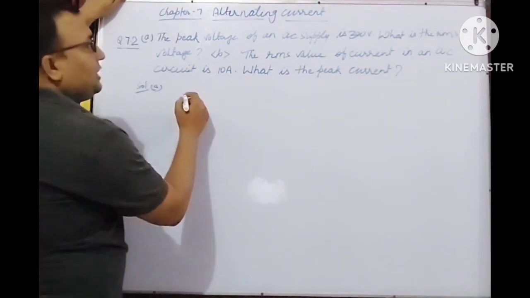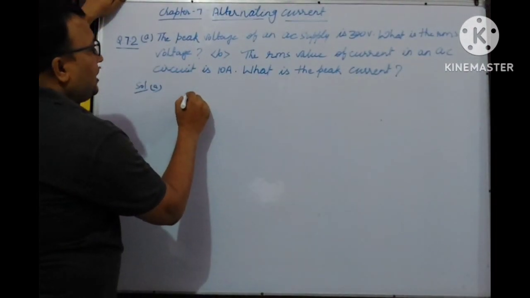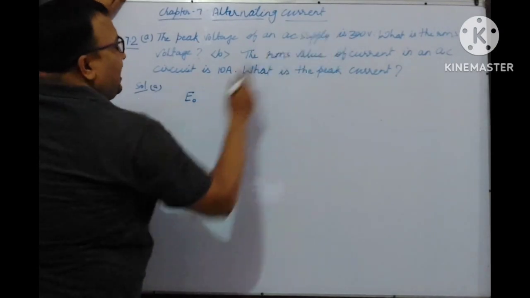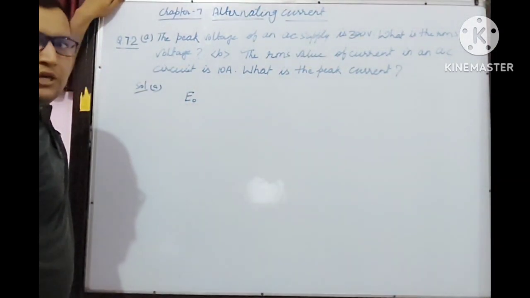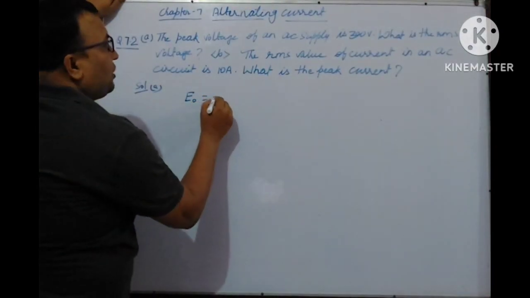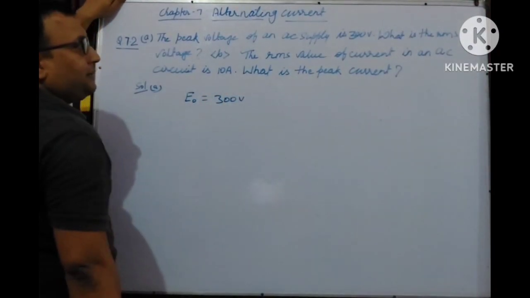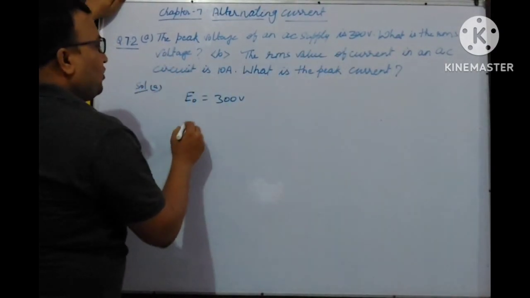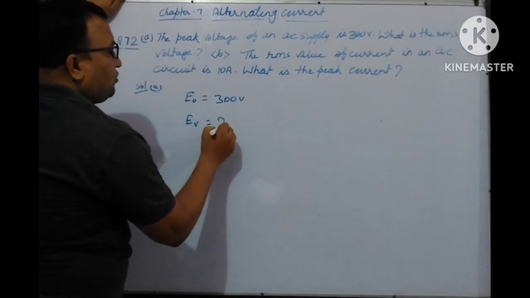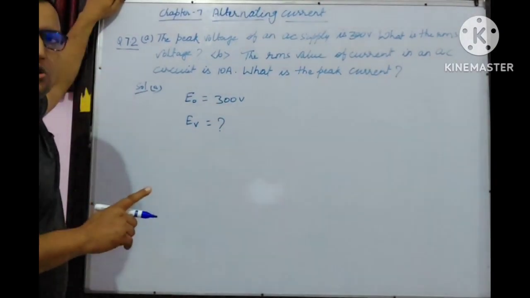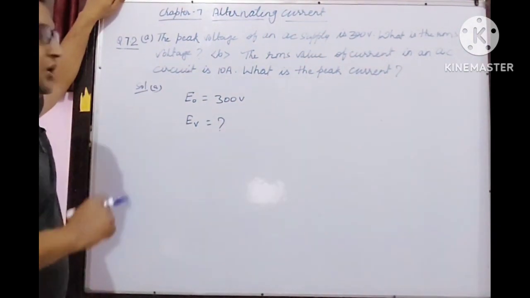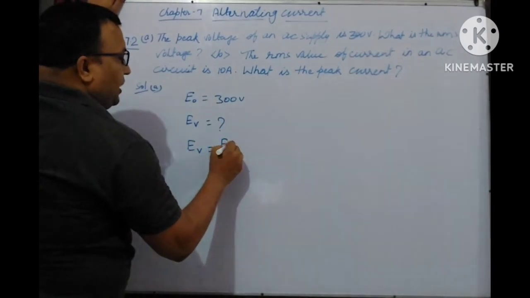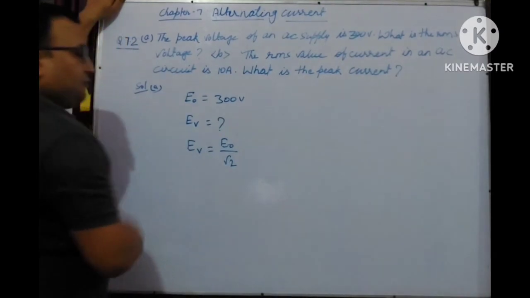What that saying that here in the question given that E0, because here mentioned that the peak voltage of an AC supply. So E0 is called the peak voltage or the maximum voltage. E0 equal to 300 volt is there, right? Now question is asking that what is the RMS voltage? Asking that EV equal to what? EV is the symbolic representation of ERMS. Okay. Now very simple is that the formula is saying that EV equal to E0 by root 2. This one is the formula.